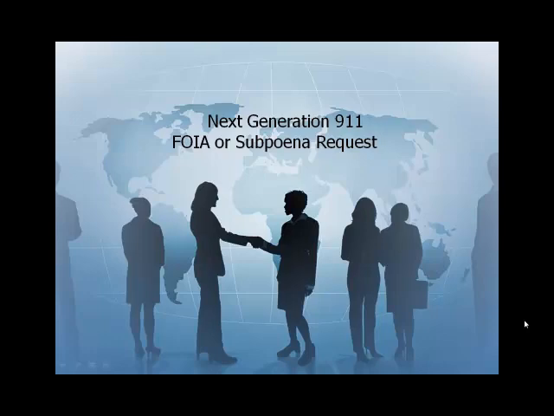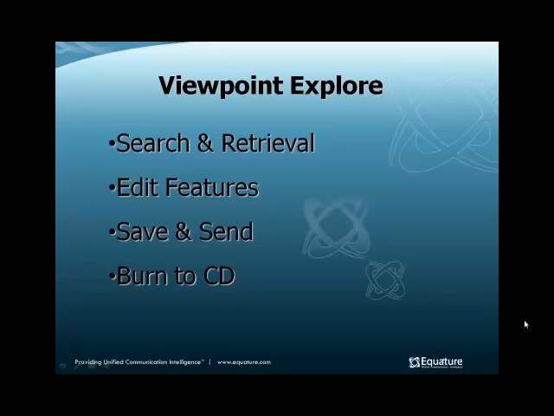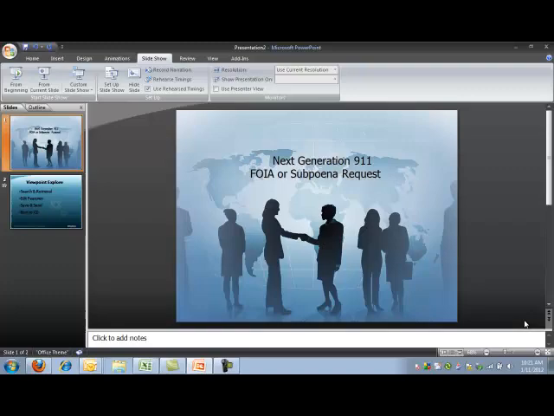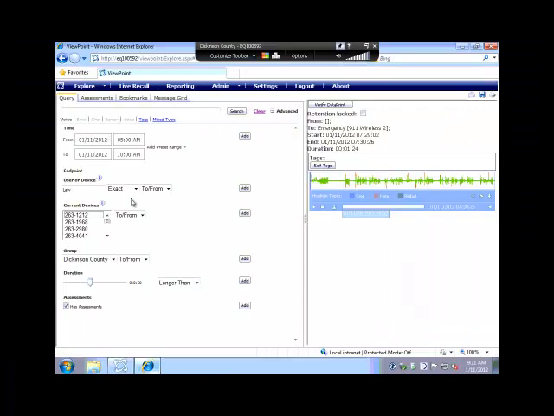Okay, today we're going to go over how to fulfill a FOIA or a subpoena request using your NG911 digital recording system. Some of the things that we're going to cover are the ability to use the Explore tab, search and retrieve your voice recordings, edit those voice recordings, save and send them, and then eventually burn them to disk. So the first thing I'll have you do is go ahead and log into Viewpoint so that you are ready to generate a search.